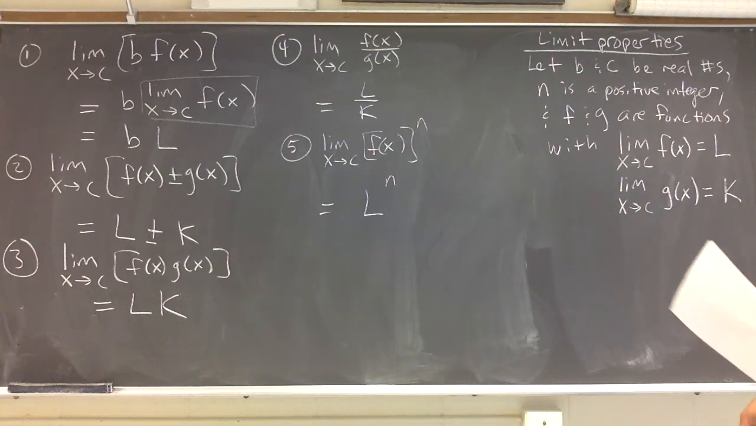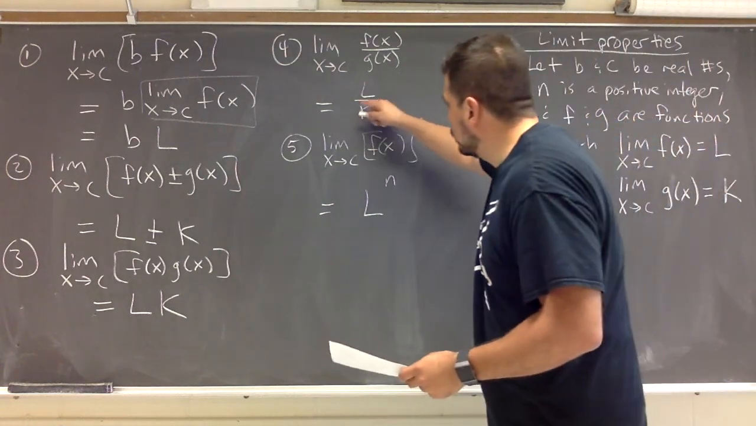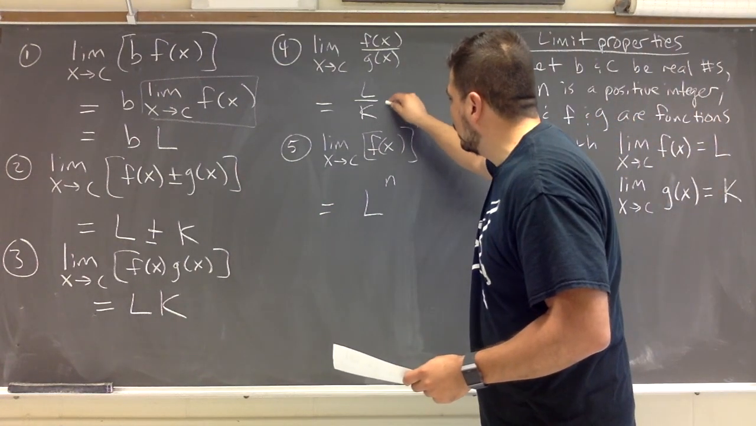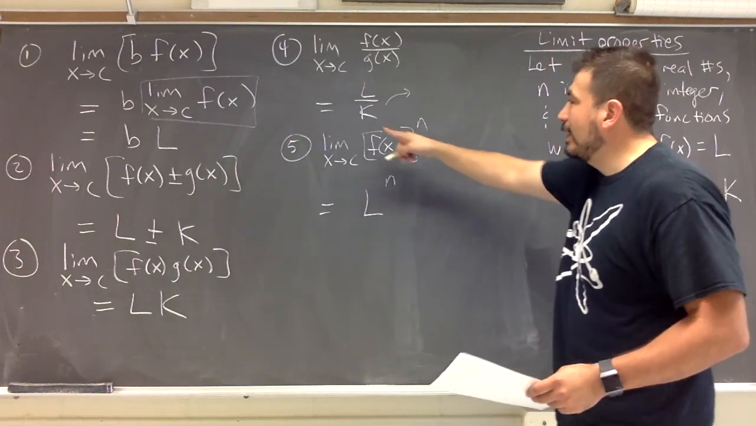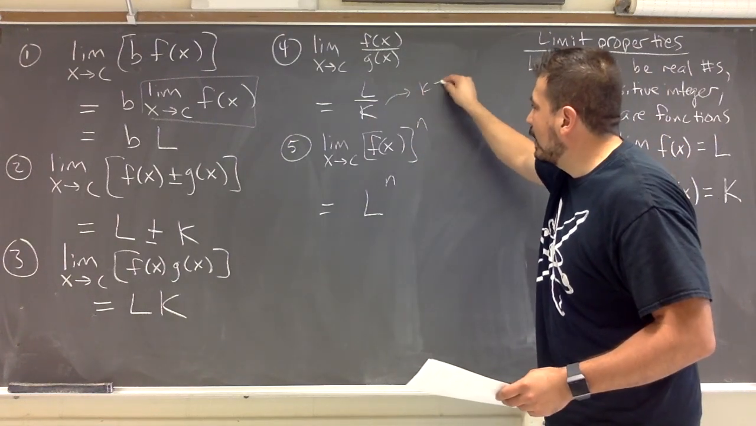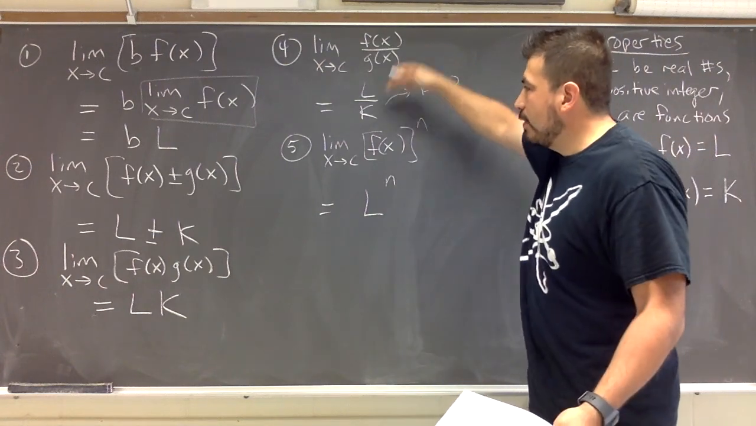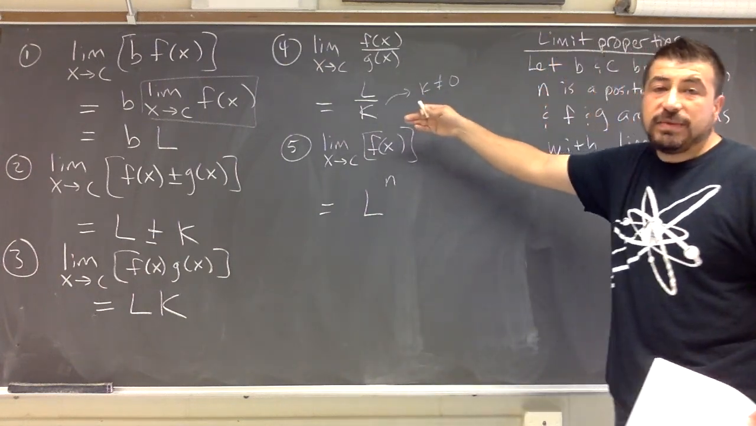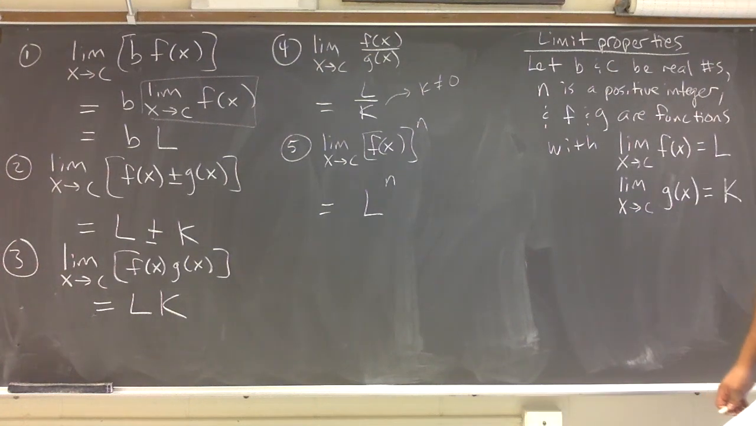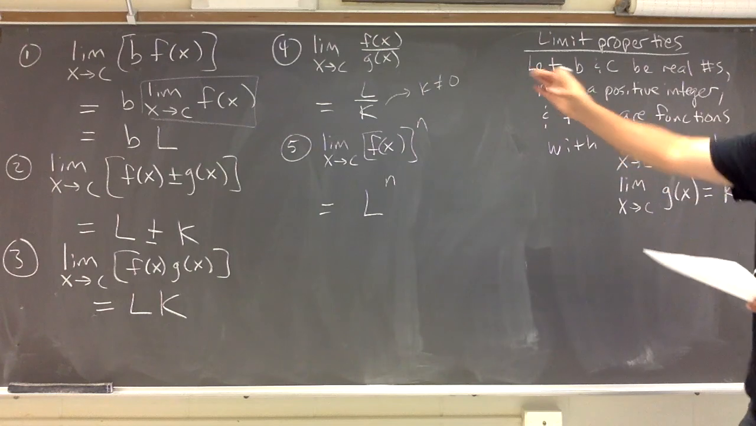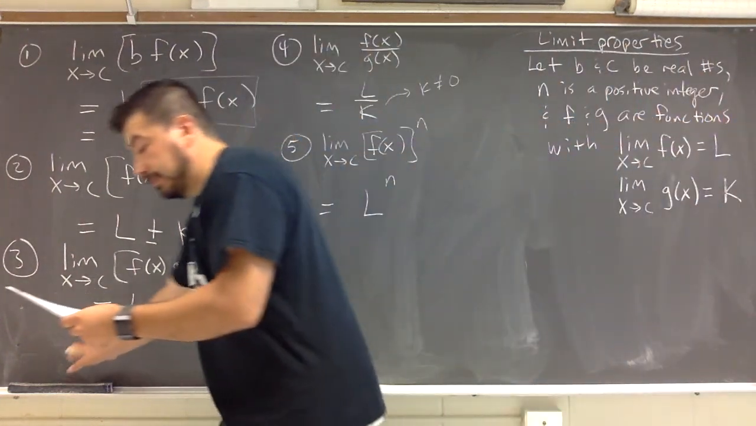Okay? Now it's important to mention, for the division one, I forgot to add this in because I saw my laptop shut off: provided that k does not equal 0, right? Because let's say the limit for g was equal to 0, well, you can't divide by 0, and then in that case it doesn't make sense. All right?